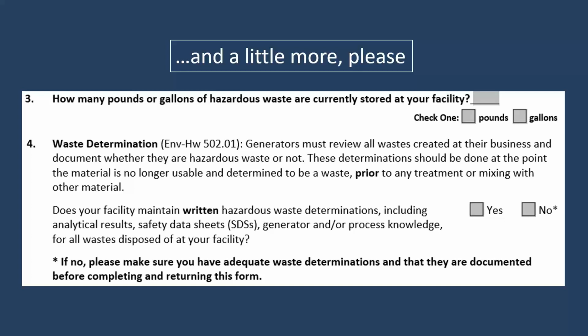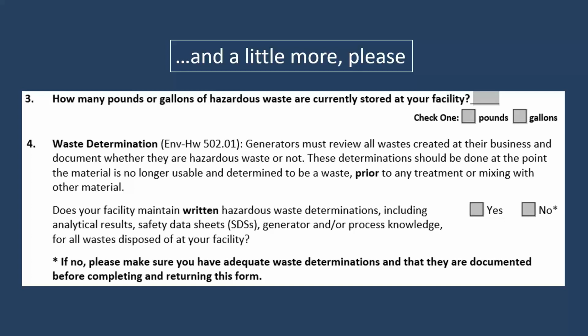Section D, number 3, asks how much hazardous waste you have stored at your business at the time you're filling out the form. This gives us a snapshot of how much waste might typically be at your site. Remember, we're only interested in hazardous waste, so don't include dangerous chemical products that you might also be storing.